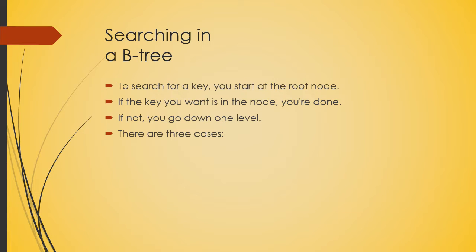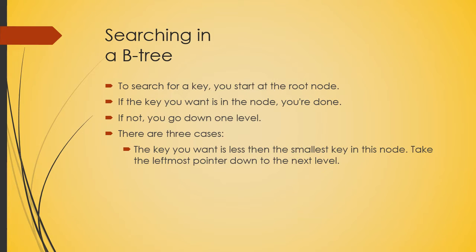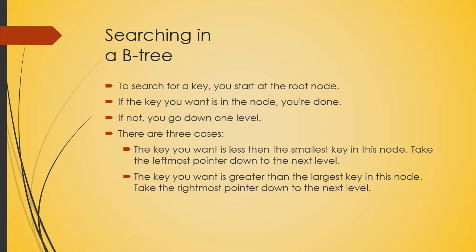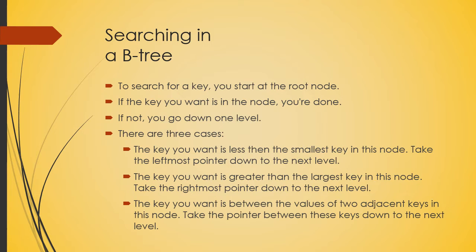There are three cases. The key you want is less than the smallest key in this node. Take the leftmost pointer down to the next level. The key you want is greater than the largest key in this node. Take the rightmost pointer down to the next level. The key you want is between the values of two adjacent keys in this node. Take the pointer between these keys down to the next level.